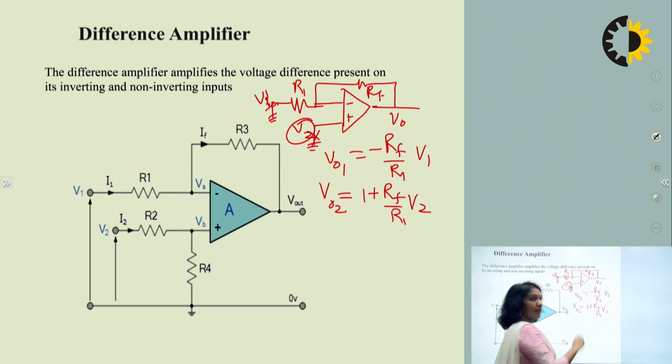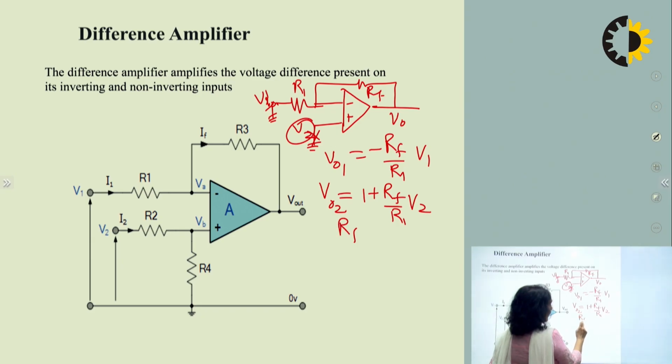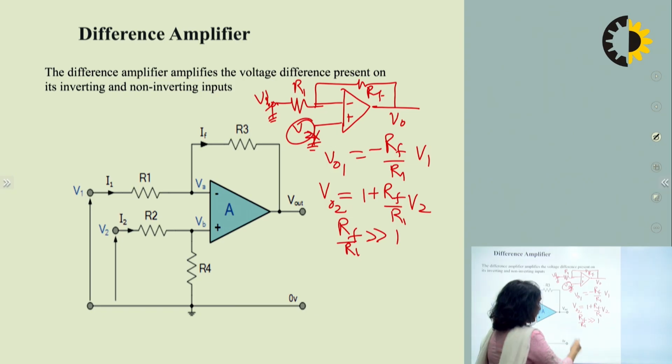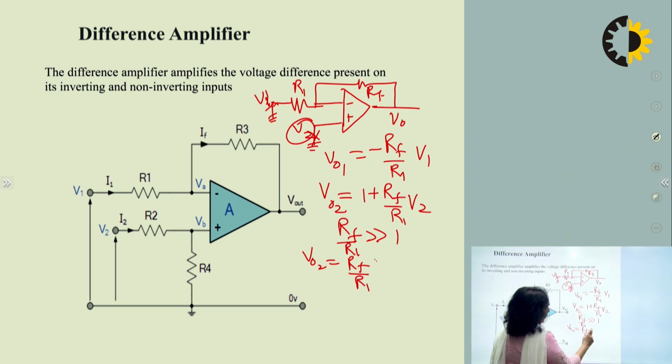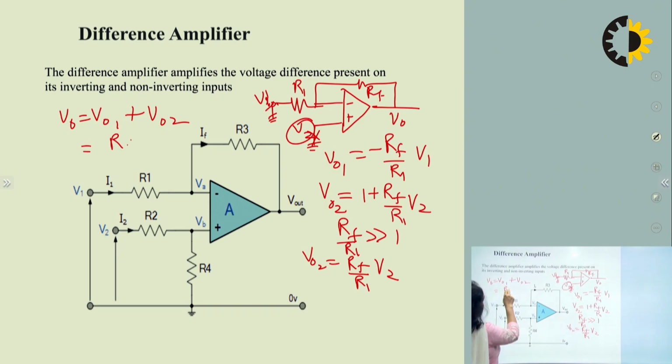Now, RF by R1 will be a very high value in comparison to 1. So we can say RF by R1 is much greater than 1, and we can neglect the value of 1. So V02 will be equal to RF by R1 times V2. So the net voltage V0 will be V01 plus V02. Keeping those values in this equation, we get RF by R1 times V2 minus V1.